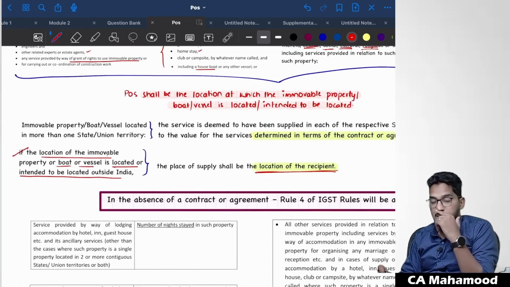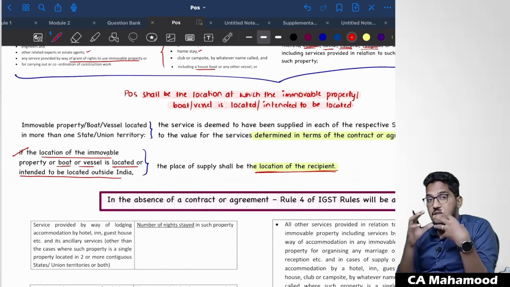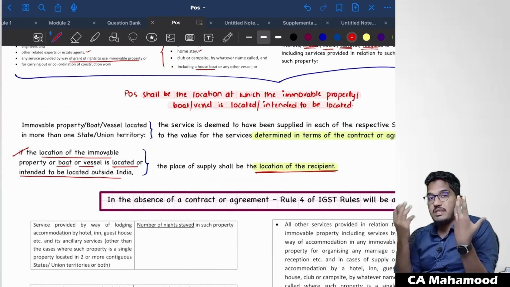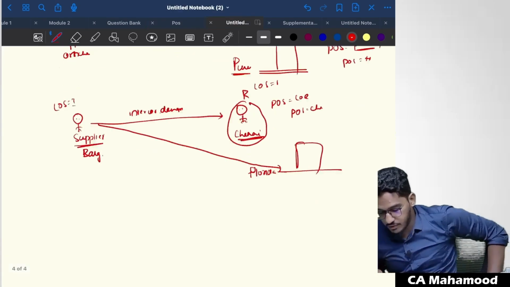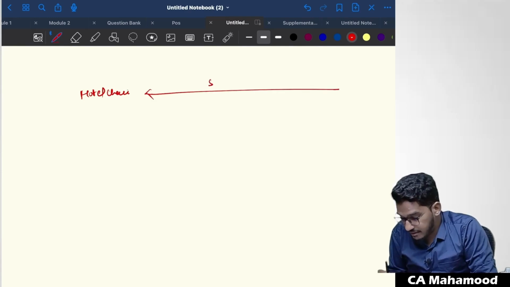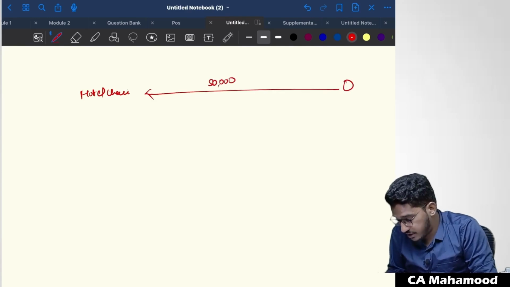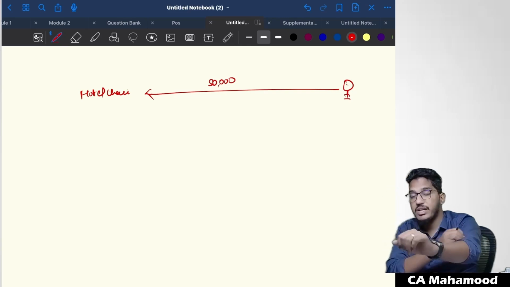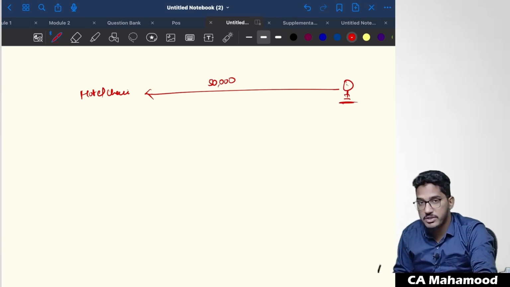But sometimes what will happen is there will be a service related to immobile property, but that service might be related to more than one state. Let me give you a few examples. Take for example, one hotel chain is there. They collected 50,000 for providing accommodation to one customer.